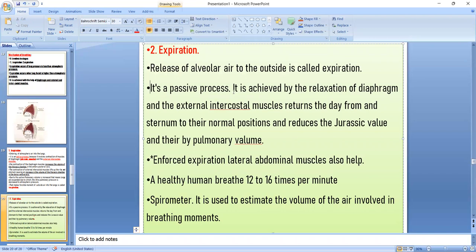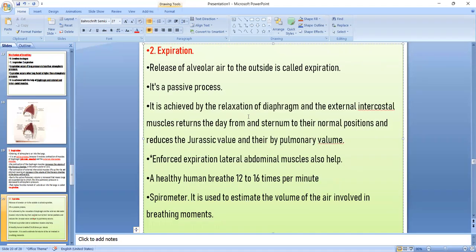So, after contraction, the dome-shaped diaphragm and the intercostal muscles will come to normal position. They are relaxing. So automatically the pressure is exerted on the lungs, just like pressing occurs on the lungs. So the air is forcibly expelled out of the lungs. That is expiration. It is a passive process. It is achieved by relaxation of diaphragm and external intercostal muscles.